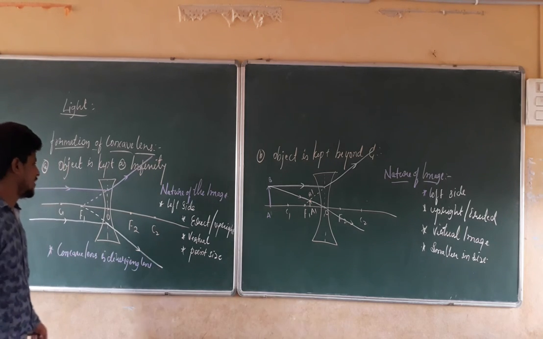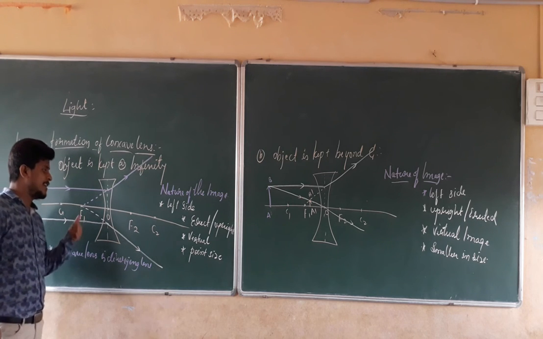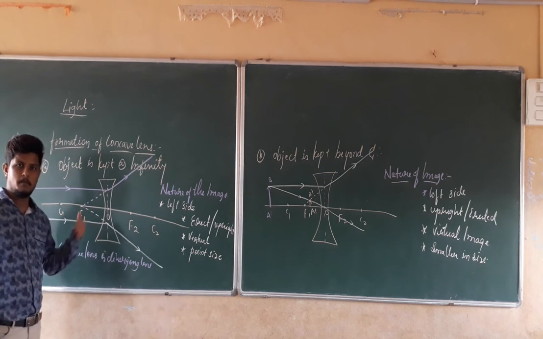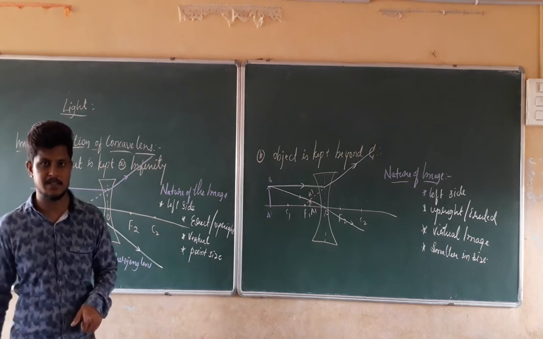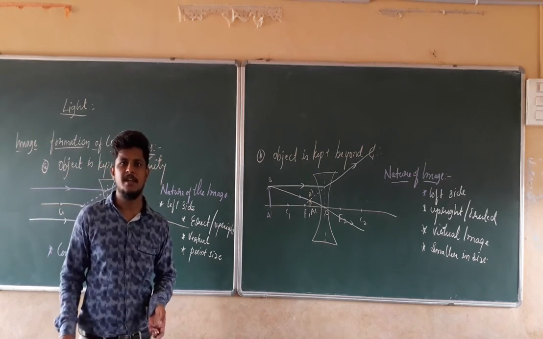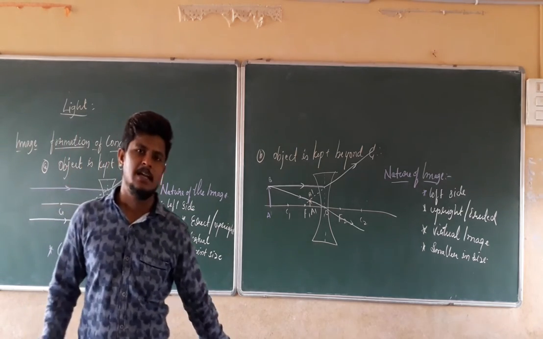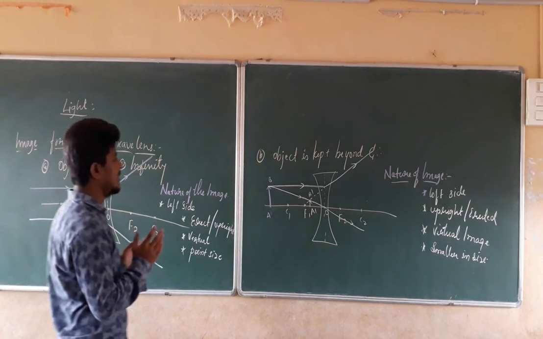In the previous class, we discussed why convex lens is a converging lens, because all the light rays are going to converge at the F2 point. Why is the concave lens a diverging lens? Because the rays tend to diverge from the F1 point. In case of concave lens, it is a diverging lens. In case of convex lens, it is a converging lens. In the same manner, a concave mirror is a converging mirror, and a convex mirror is a diverging mirror. These are about the ray diagrams.